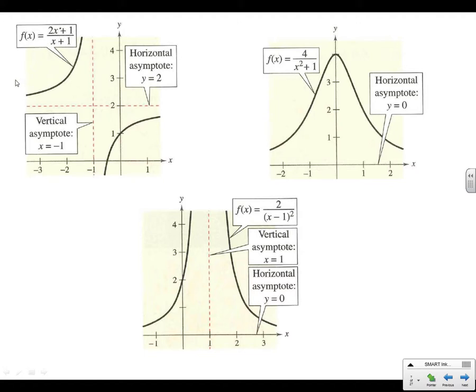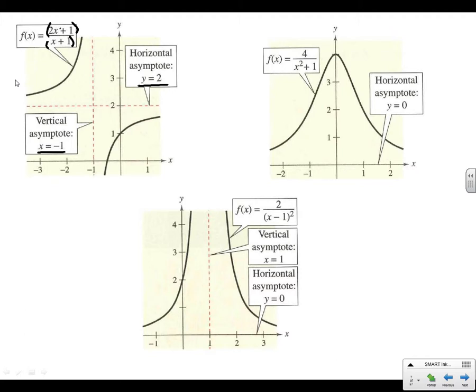Just a little reminder, if we were to put these in our graphing calculators, it wouldn't graph right unless you put parentheses around things in the right spot. And then we would look, okay, where are we not going to cross? y equals 2 and x equals negative 1 for some asymptotes. All right?